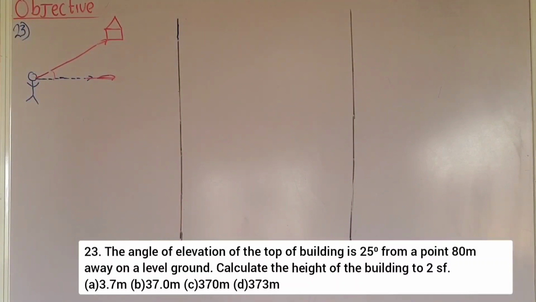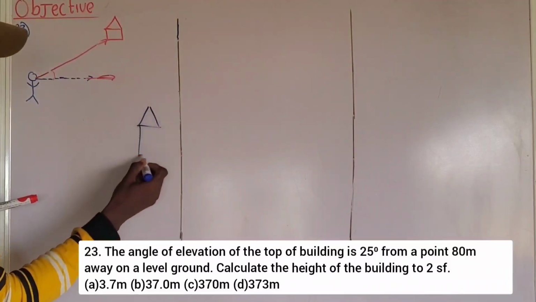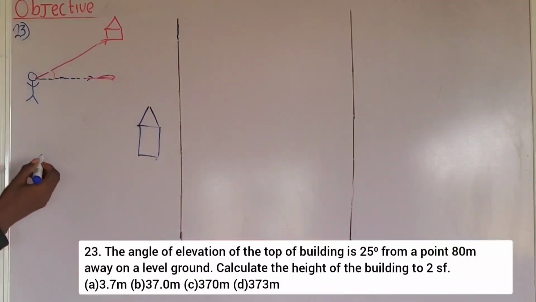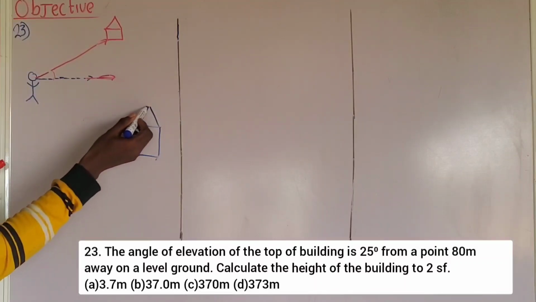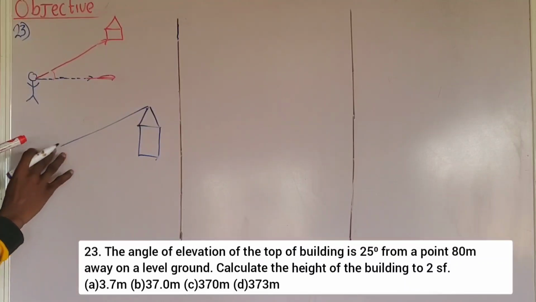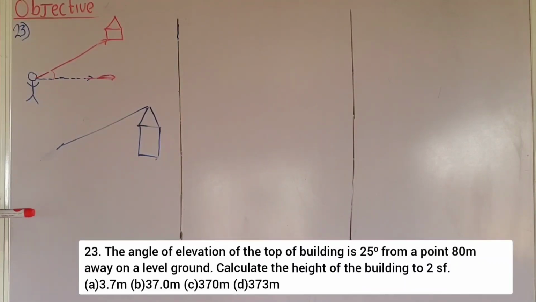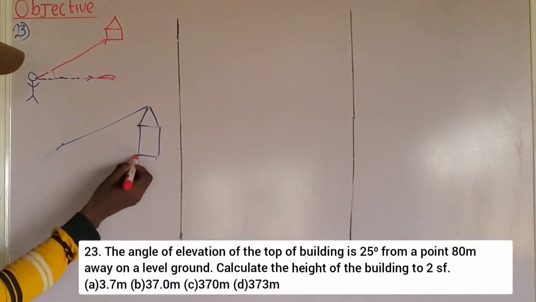Do you understand? So, let's go back to the question. I just explained what is meant by angle of elevation. The angle of elevation of the top of the building. Now, let's say this is the building, okay? This is the top of the building. Don't mind my diagram, okay? Just pay attention, you're going to understand.